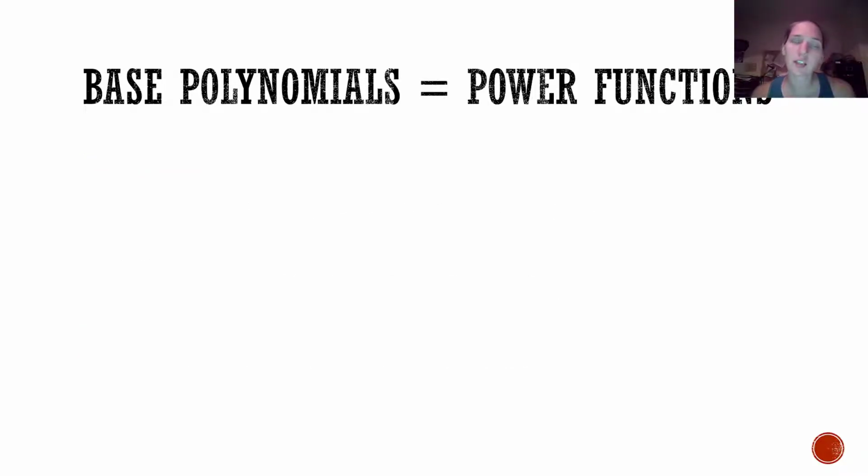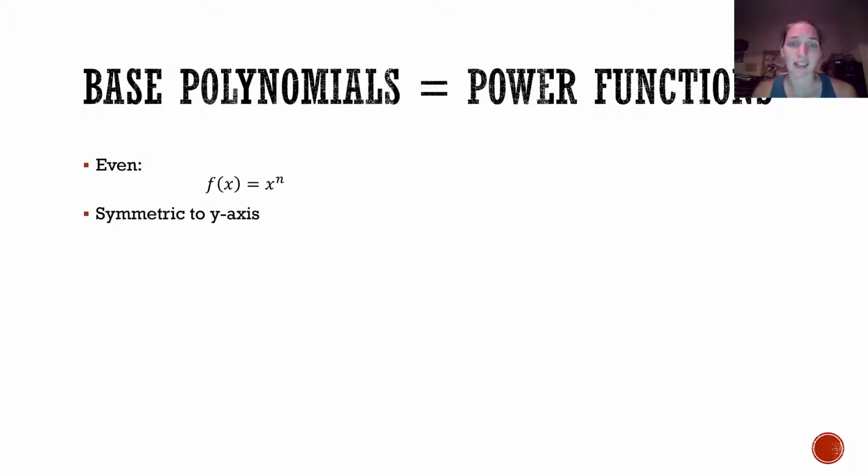Now, we're still dealing with possible transformations, and we have some more base functions that we might want to deal with. Those in polynomials are power functions. So an even power function is going to look like f of x equals x to the n, where n is even.